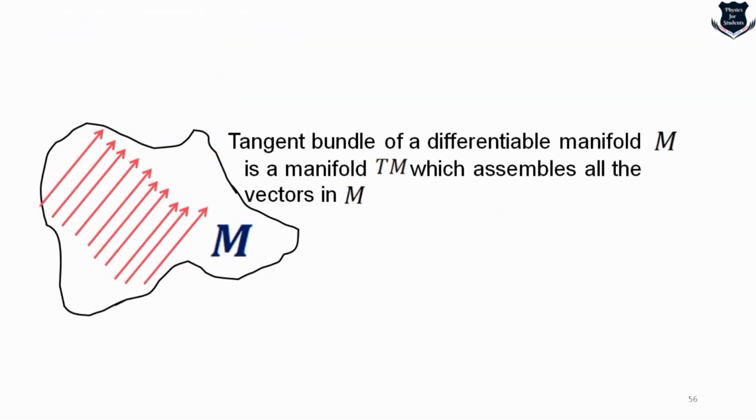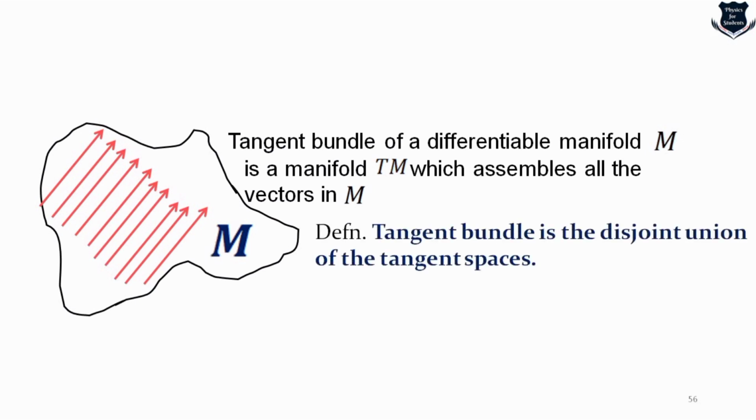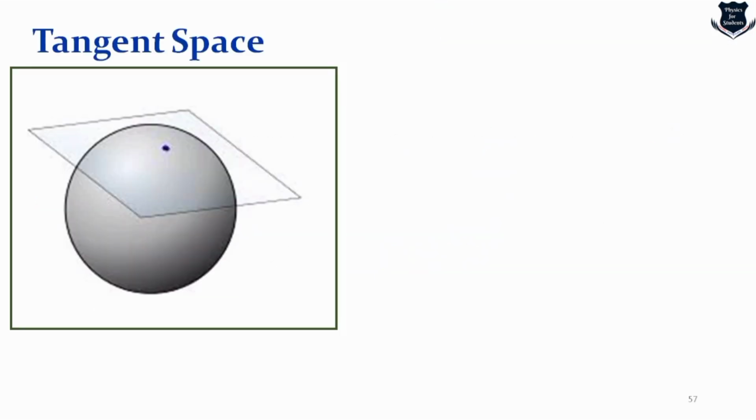So this is M, and this is something called the tangent bundle. If it is a differentiable manifold, it assembles and collects all the vectors in M. So it is technically a disjoint union of the tangent spaces. What is a tangent space? We got a surface, something like this. We got a point, right? And this is just the point X. And I have got two vectors which are pointing this way. And this is a manifold.